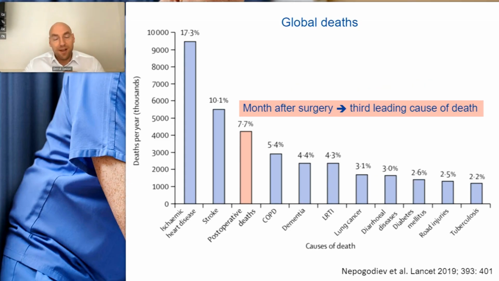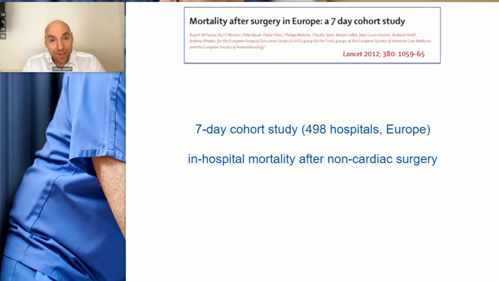If you put that differently, you could also say that if the month after surgery were considered a disease, it would be the third leading cause of death globally. And this is reflected by numerous studies in the last couple of years, and I will just give you a few examples. This, for example, is a 7-day cohort study performed in almost 500 hospitals across Europe, and the authors looked at in-hospital mortality after non-cardiac surgery.